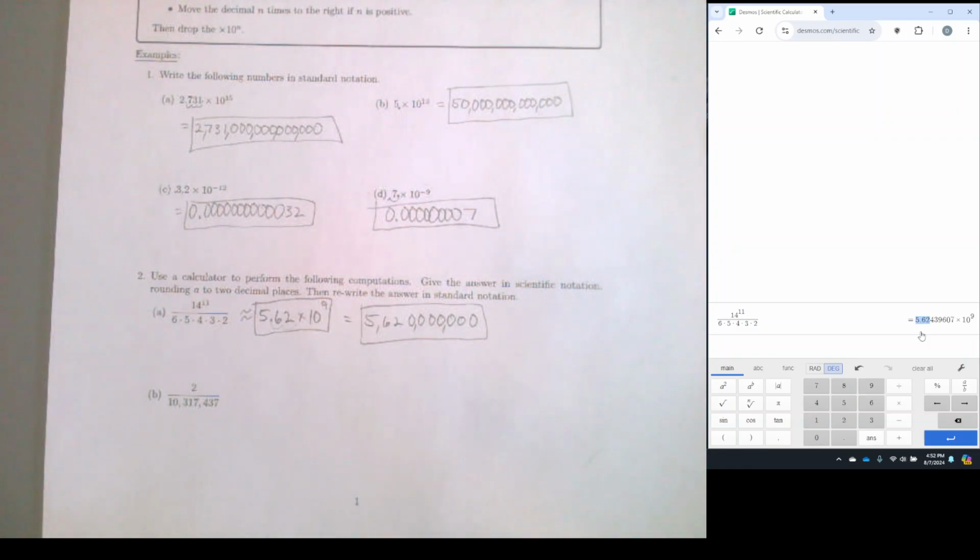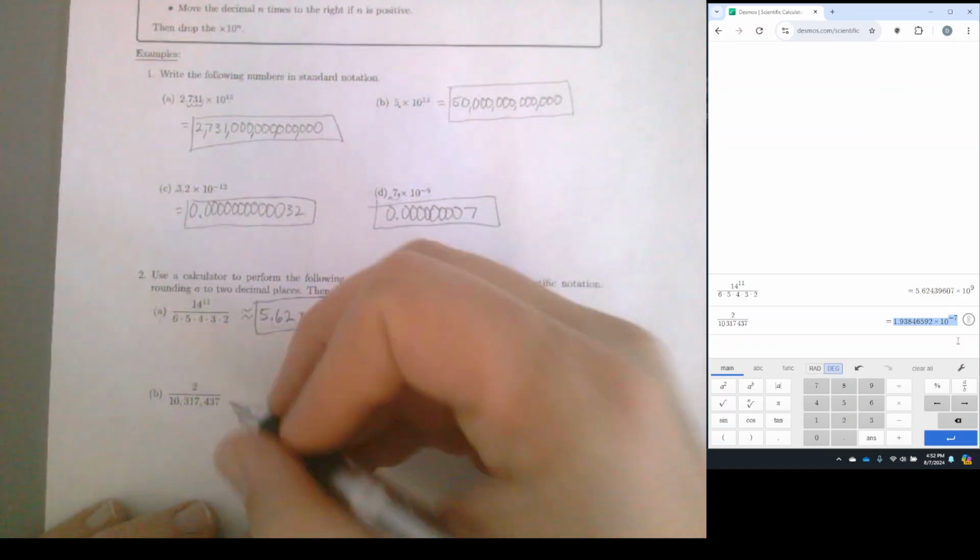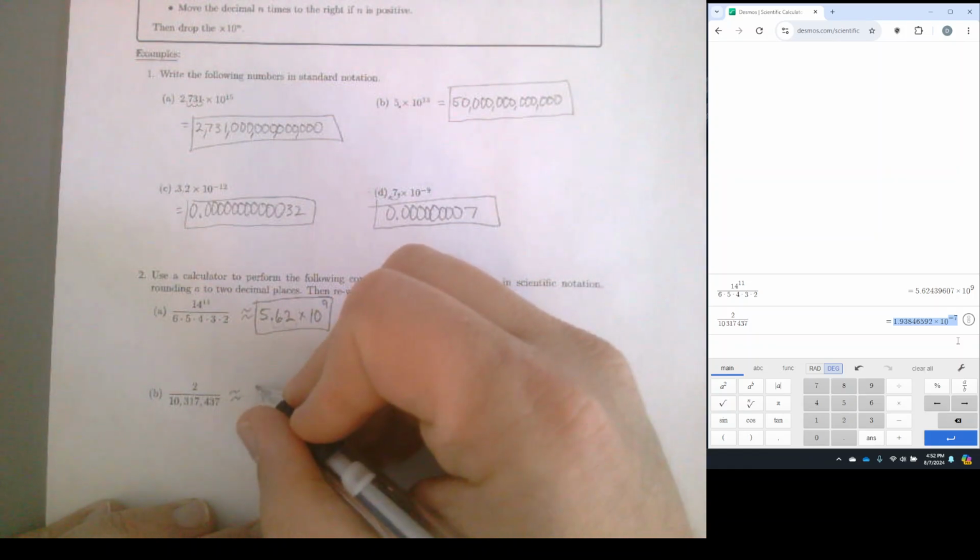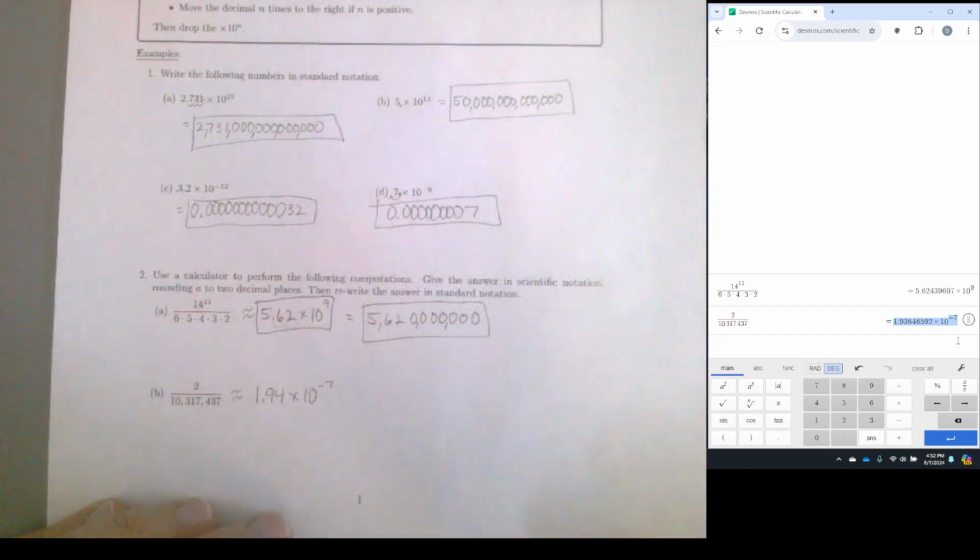Now the same thing might happen if I have a really small answer, like if I needed to do 2 divided by 10,317,437. So in my calculator, this would be 2 over 10,317,437. And you'll see once again that the Desmos calculator gives the answer in scientific notation. Rounding that to 2 decimal places, it would be approximately 1.94 times 10 to the negative 7.